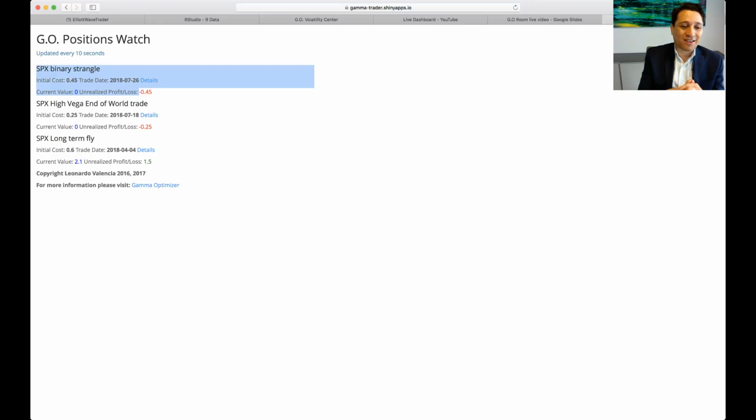And that was the risk we took when we entered this triangle, because we assumed that we were going to get higher volatility in September. We didn't get it. Fine. I mean, it's only 45 cents.